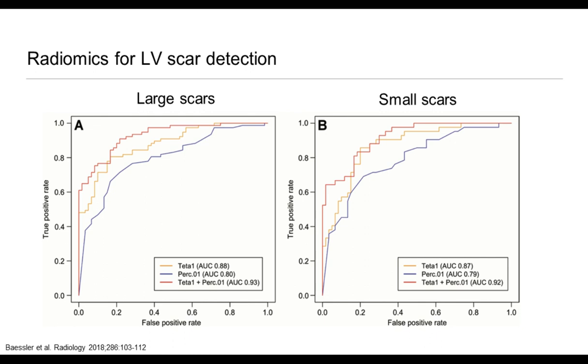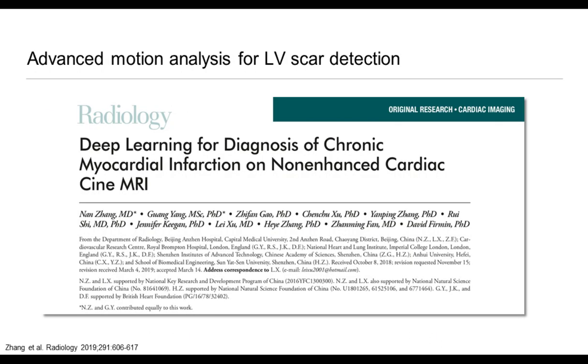Now, another example of this is this paper, which is a very complementary approach, because what these authors did is they used deep learning to quantify abnormalities in the motion pattern of the left ventricle, and they tried to see if this was able to detect the presence of scar tissue. And this is based on the assumption that areas of the myocardium with scar move differently compared to areas that don't have scar. So I'm jumping straight to the ROC curves here.